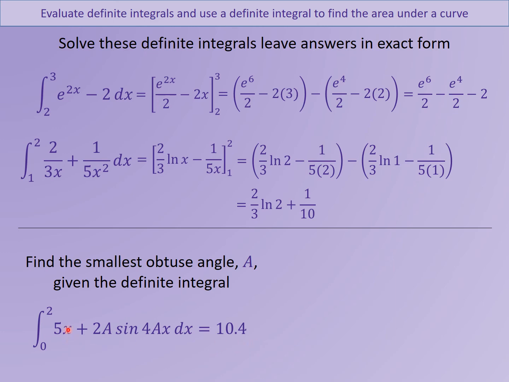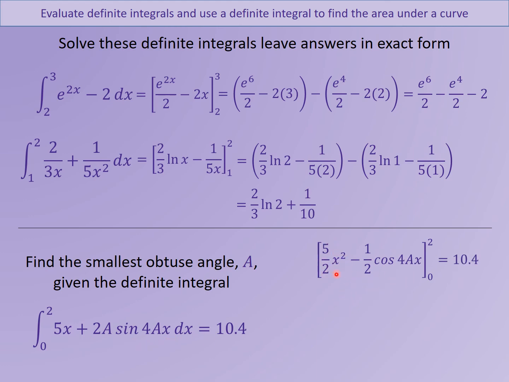So hopefully you integrated 5x to get 5x squared over 2. Hopefully you integrated this. Let's get our head around what's actually happening here. Well, 2a is just a number. Okay, so is 4ax. What do I do when I integrate sine of 4ax? The 4a is going to come underneath, and so I end up with 2a over 4a. Sine goes to positive cos when you differentiate, so it goes to negative cos when I integrate. So hopefully you've got something like this.